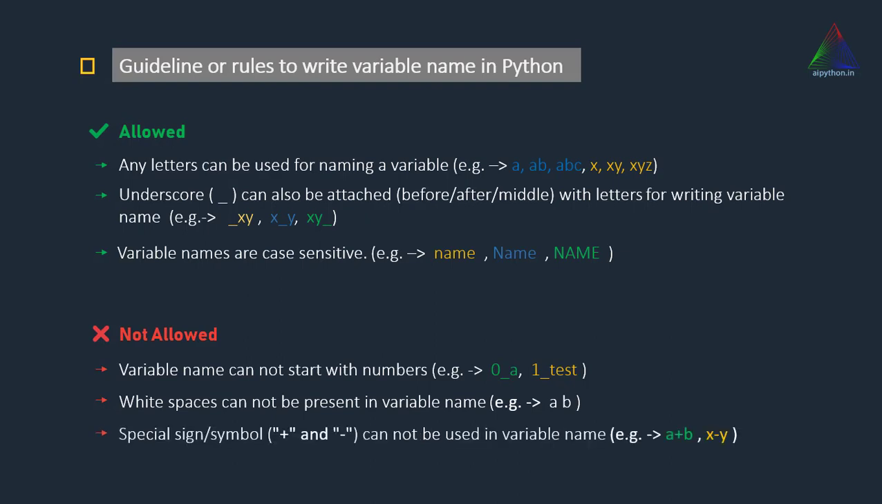And the third one is that special signs and symbols like plus and minus cannot be used in a variable name. For example, a minus b you can't write in a variable name, x minus y. So these are the guidelines you should keep in mind before naming a variable in Python.